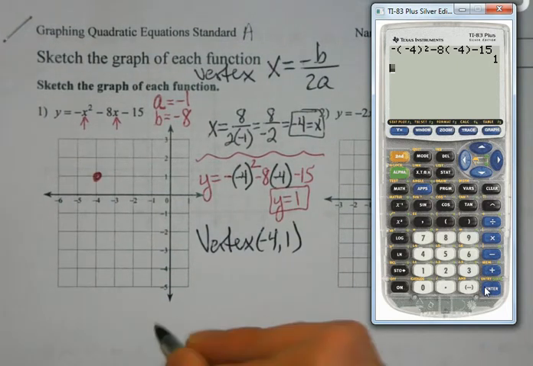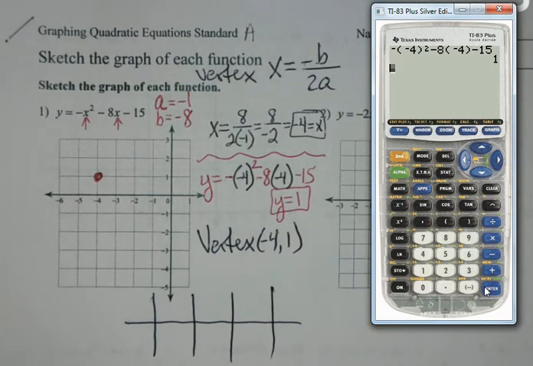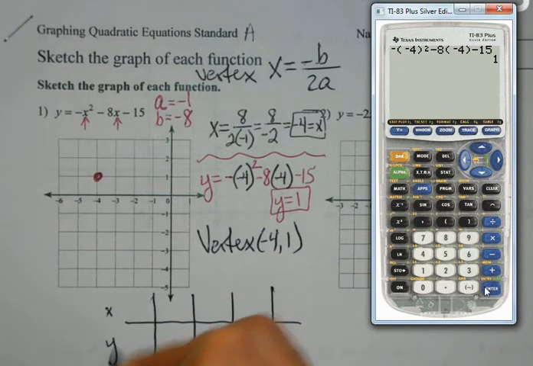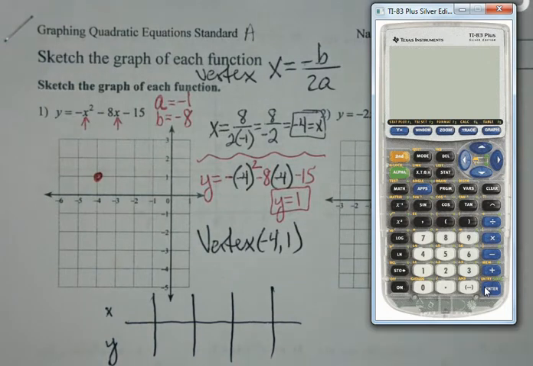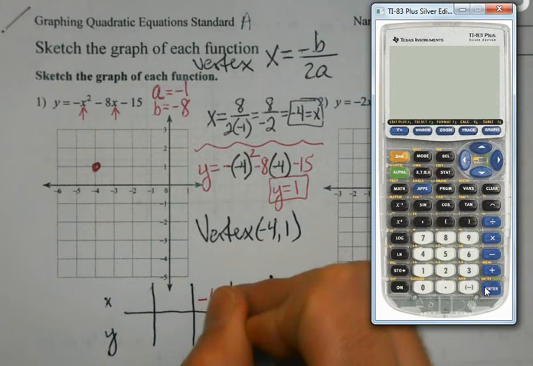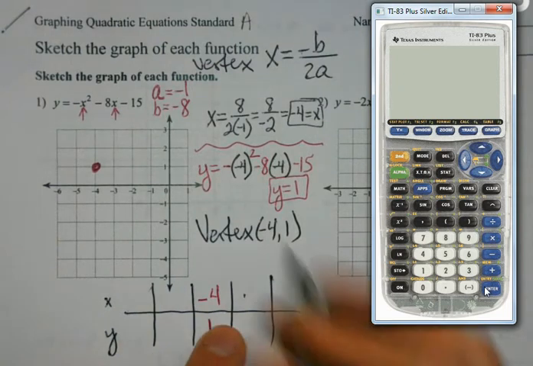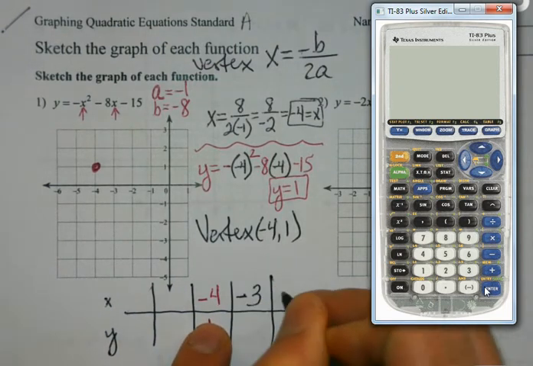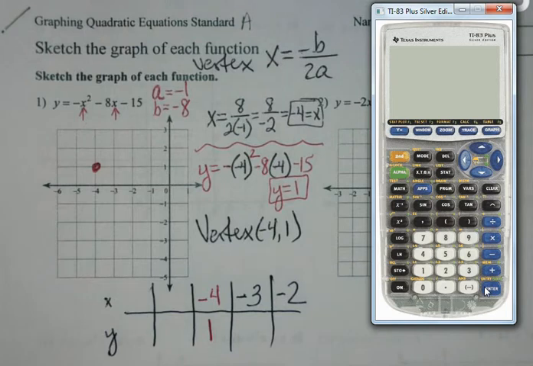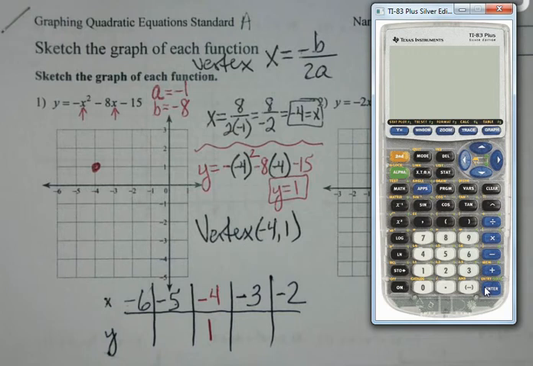So now for the rest of it, I'm going to make myself a chart. I'm going to get those in here. My vertex always is going to go in the middle. So negative 4, 1 goes in the middle. To get my other x's, I add 1 as I go to the right. And to get my other 2 numbers here, I subtract 1 as I go to the left. But they'll always be right in order. It's not like you're going to be skipping numbers.